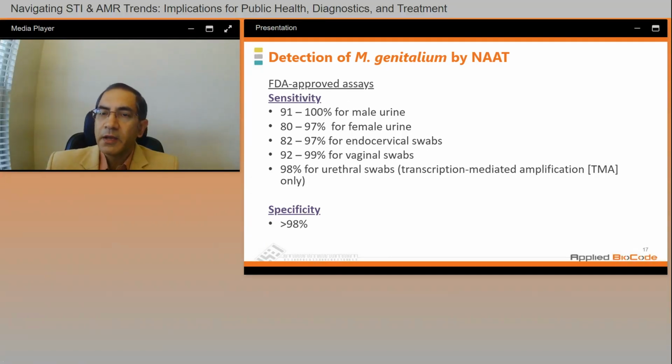Similar to other FDA-approved tests for STI testing that I described during my talk today, the FDA-approved tests for Mgen detection have excellent clinical sensitivity and specificity. However, you may notice some older versions of the test in a particular sample type have slightly lower sensitivity and specificity, which will be corrected in coming days or are already corrected.